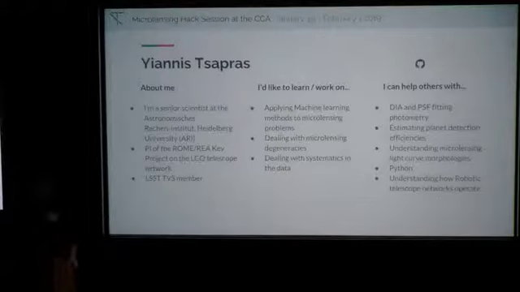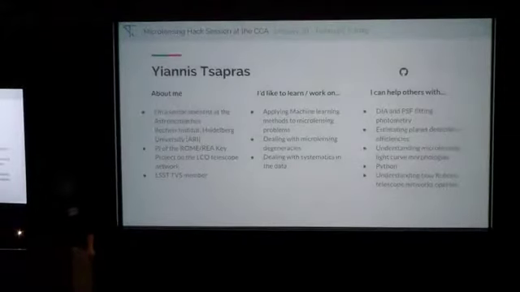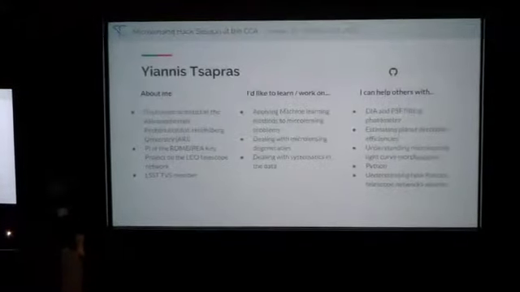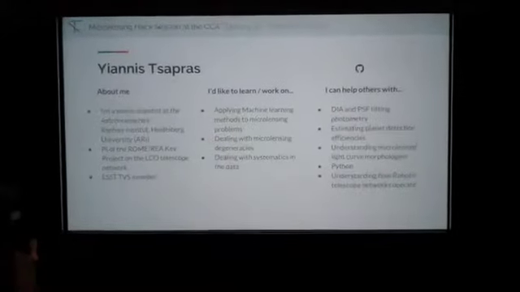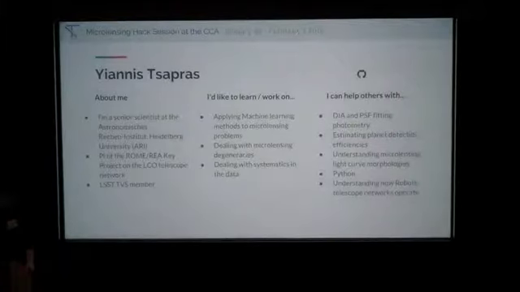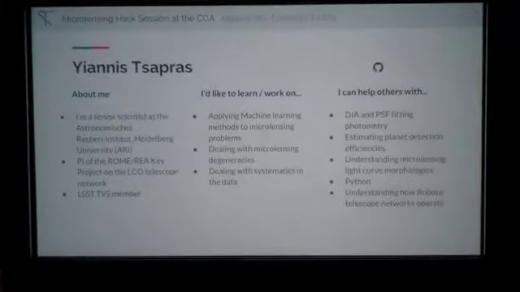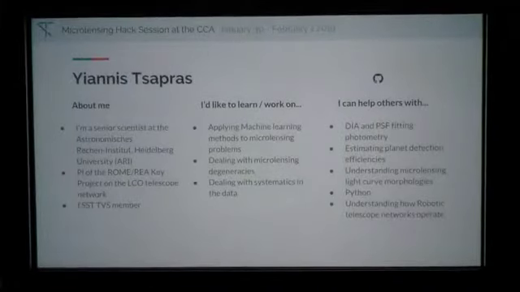So that basically covers the second part as well. So dealing with microlensing degeneracies and dealing with systematics in the data. I've done some work on estimating planet detection efficiencies using OGLE data. And I have a lot of experience doing outreach. So if you want to talk to me about outreach as well, yeah, that would be great. And I can help with Python. Thanks.